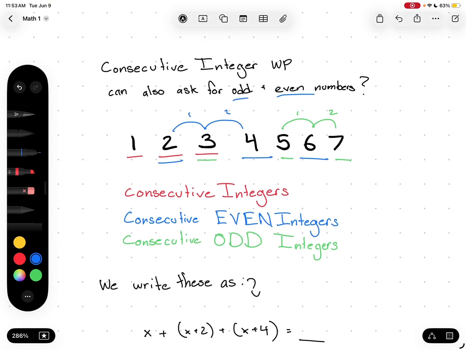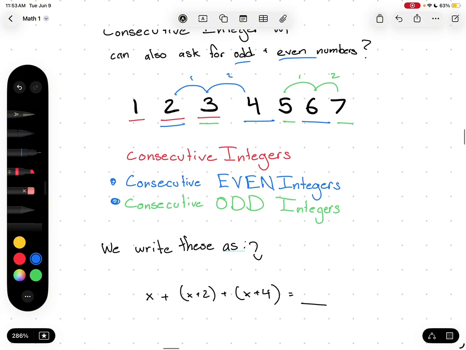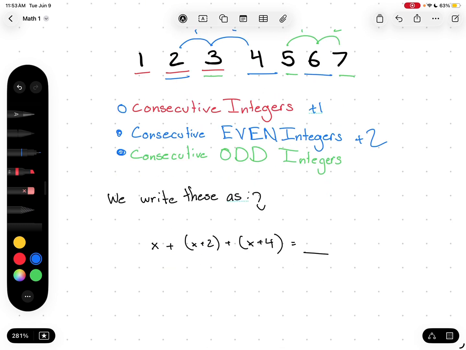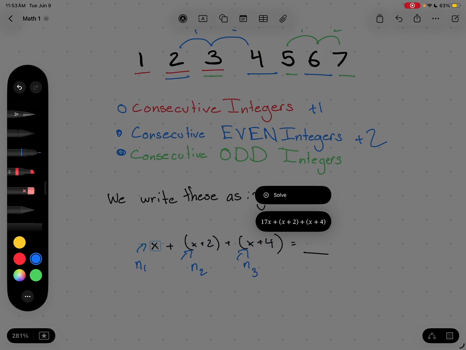So if we're ever given a problem where it's asking us for consecutive even integers or consecutive odd integers, we write them the same way as normal, but instead of +1, we're going to do it by +2. They're 2 numbers away. So if it's asking for 3 consecutive even integers or 3 consecutive odd integers, we would do: this is the first number, this is the second number, and this is the third number. Hopefully that makes sense.